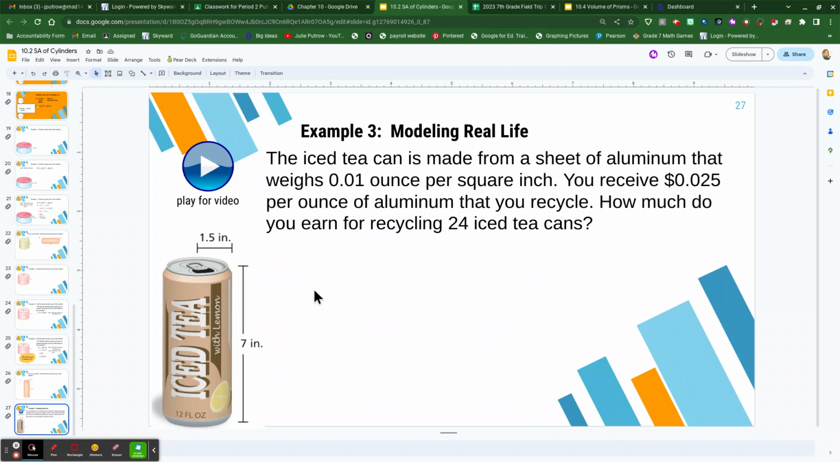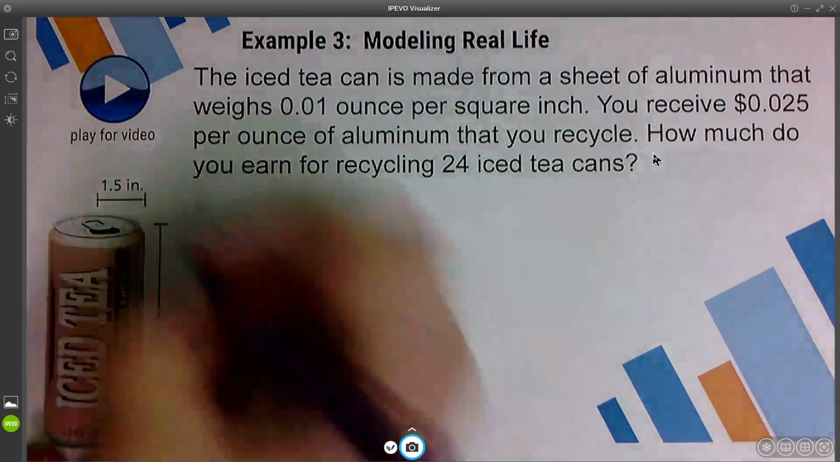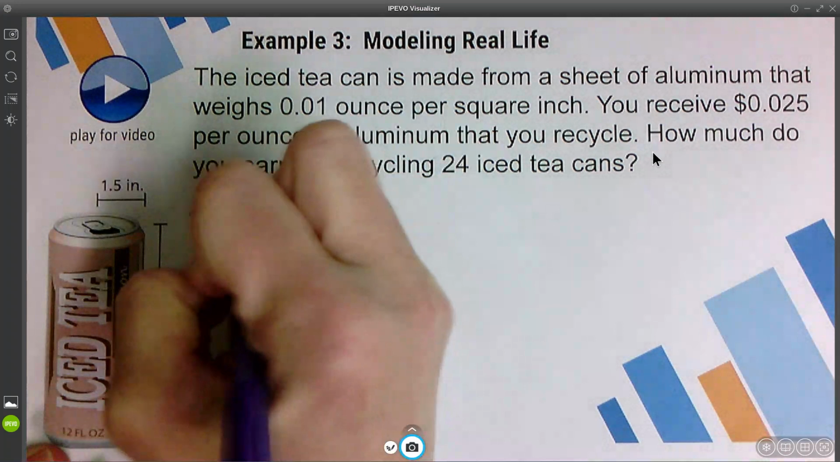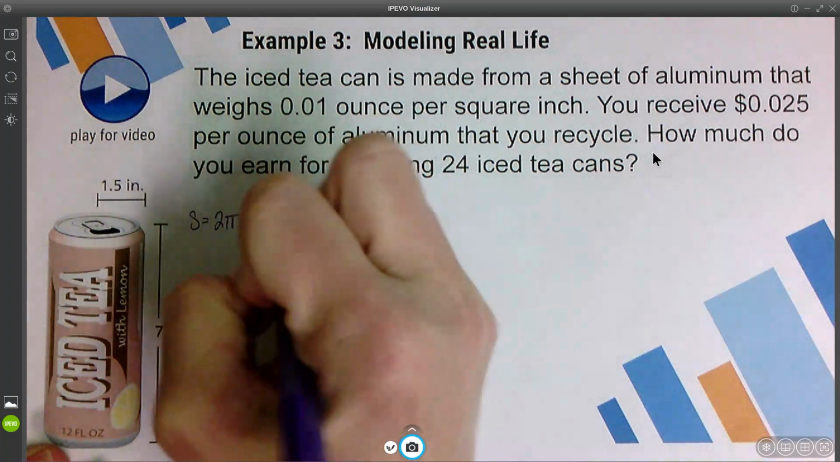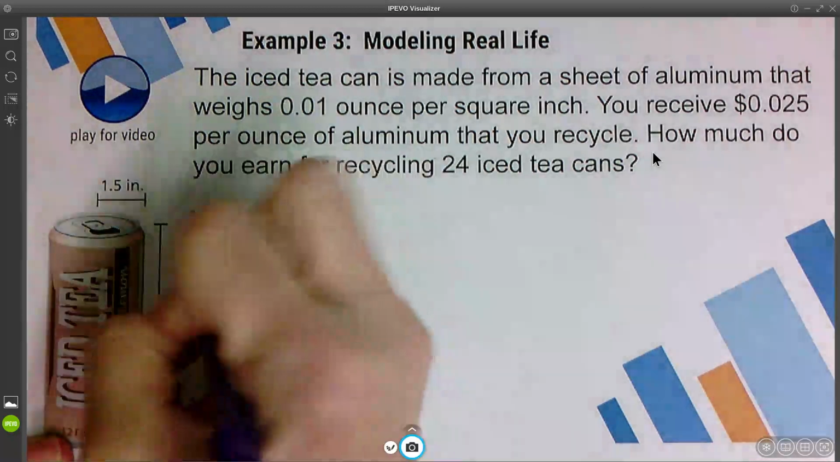Before we can calculate the amount of money that we're going to get for 24 cans, we first have to figure out how much aluminum it takes to make that can. So that's going to be our surface area. The first thing we're going to do is write down our formula for surface area. Surface area of a cylinder is 2 times pi times our radius squared plus 2 times pi times radius times height. And then we're going to substitute everything in.